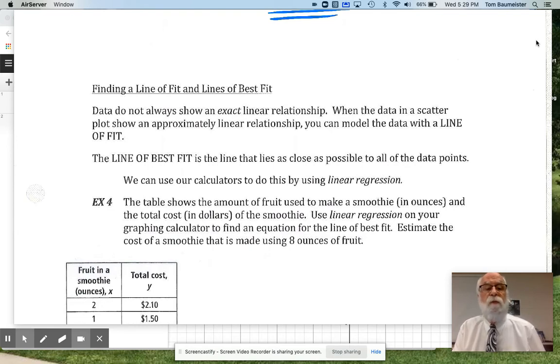So, example 4. The table shows the amount of fruit used to make a smoothie in ounces and the total cost in dollars of the smoothie. Use linear regression on your graphing calculator to find an equation for the line of best fit. Estimate the cost of a smoothie that is made using 8 ounces of fruit. So first we need to get our equation. Again, since it's linear, you know it's going to be y equals mx plus b.